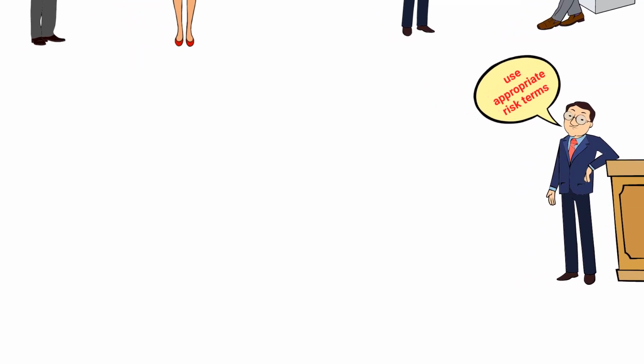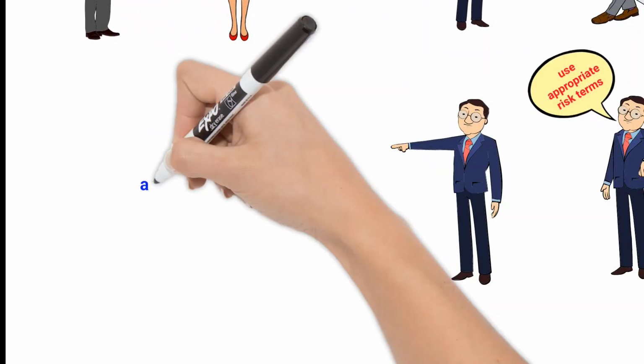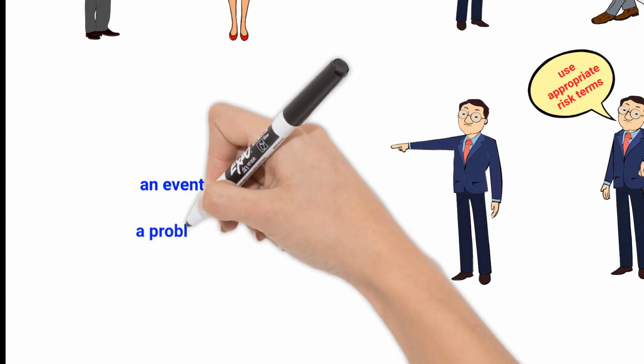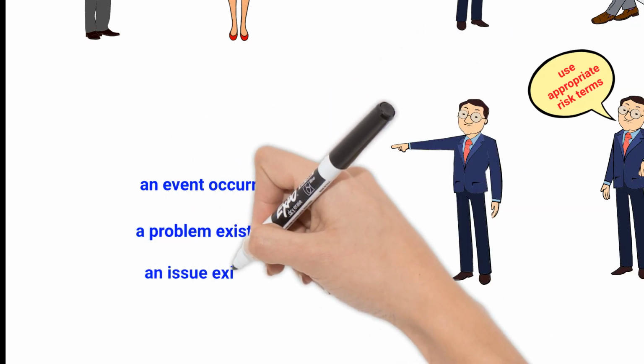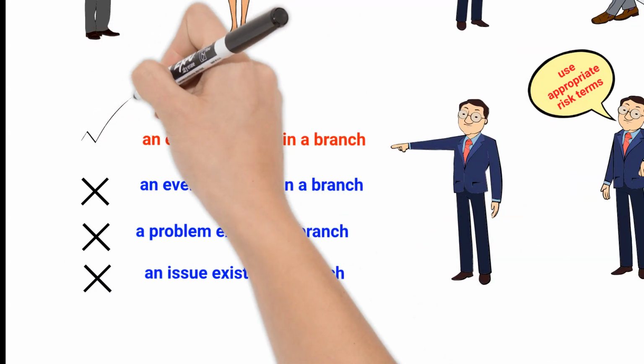For example, if an incident causing risk to the bank occurs in a branch, instead of communicating it as an event occurred in a branch or a problem exists in a branch or an issue exists in a branch, the risk manager should communicate it as risk event occurred in a branch.